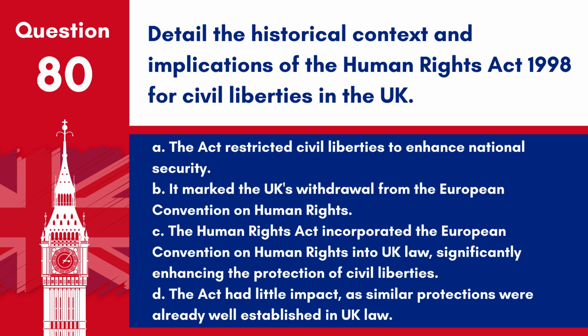Question 80. Detail the historical context and implications of the Human Rights Act 1998 for civil liberties in the UK. A. The Act restricted civil liberties to enhance national security. B. It marked the UK's withdrawal from the European Convention on Human Rights. C. The Human Rights Act incorporated the European Convention on Human Rights into UK law, significantly enhancing the protection of civil liberties. D. The Act had little impact, as similar protections were already well established in UK law.